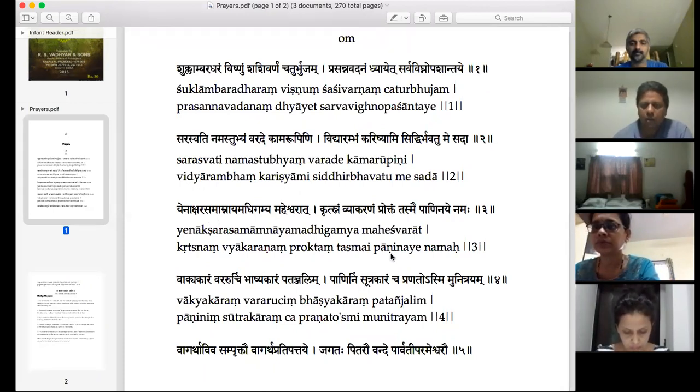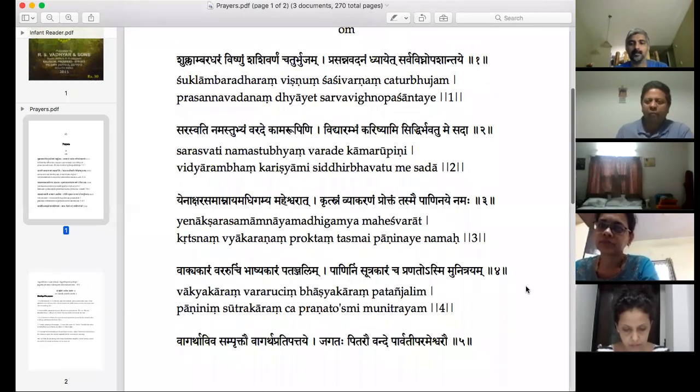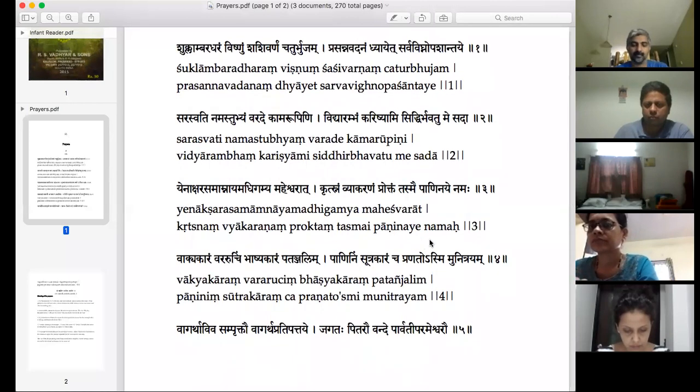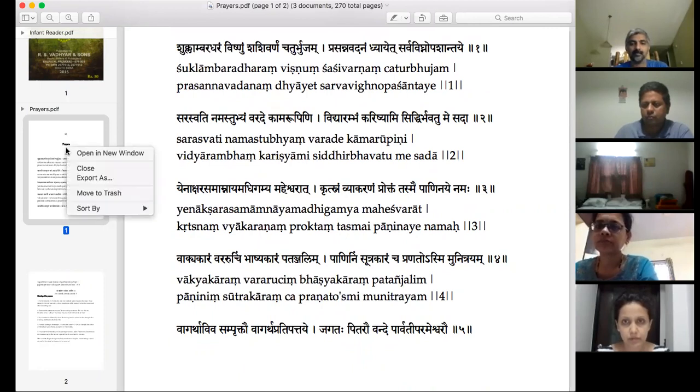Because it's one long word with two sandhis, there are three words together. This is how you have to split it. So these shlokas we will chant. Shuklam Bharadhanam, Saraswati and all that, everyone knows already. The other ones you can learn. So this is about prayers.